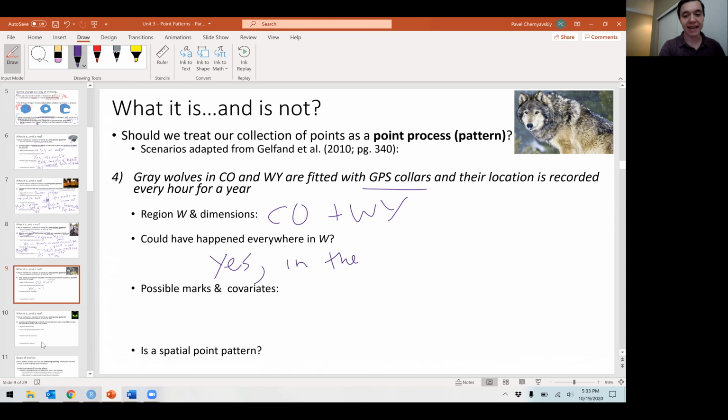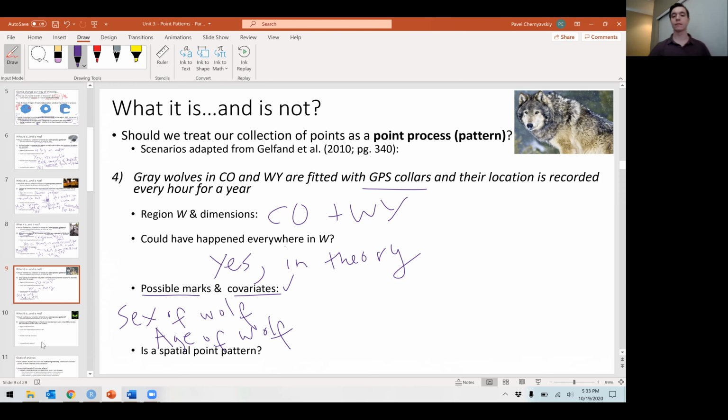You have to sort of measure the habitat of your wolves. Maybe they're more likely near ranchers who have things for them to eat. I don't know. Possible marks and covariates. I've discussed a few of the covariates. Possible marks are things like the sex of the wolf. The age of the wolf. The weight of the wolf. Maybe that's what you're concerned about, you know, keeping them healthy.